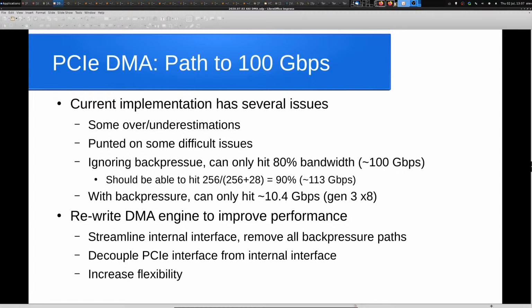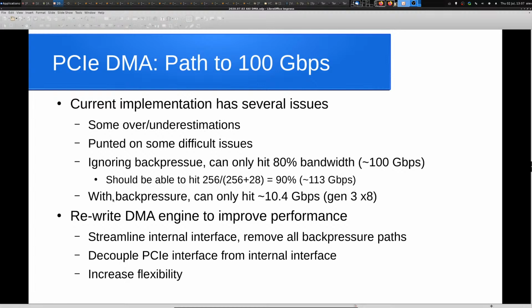So ignoring any back pressure on AXI, just looking at the PCI Express interface, we should be able to hit about 80% bandwidth or so. If you're looking at a Gen 3 x16 interface, that would be about 100 gigabits a second. But we should be able to hit closer to 90%, which would be about 113 gigabits per second. This is assuming 256 byte transfers over PCI Express with an overhead of 28 bytes per transfer for the header.